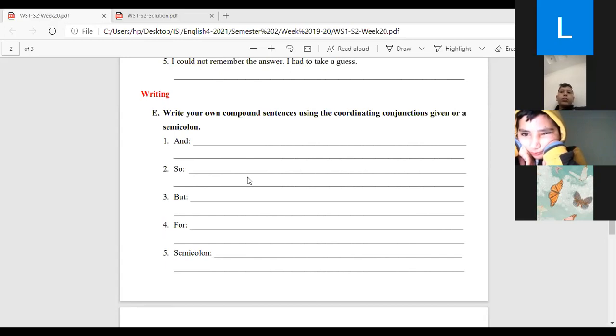Okay? Please, you have to write your own sentences. If I notice that you have written any sentences from the lecture or from this worksheet, they will be considered wrong. You have to write your own compound sentence. I think that part E is clear now.